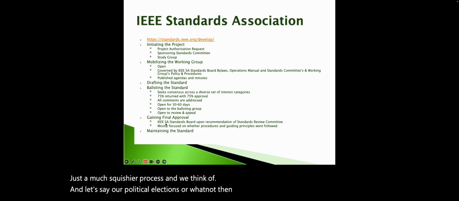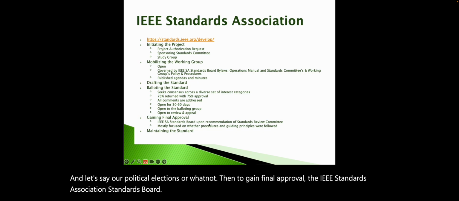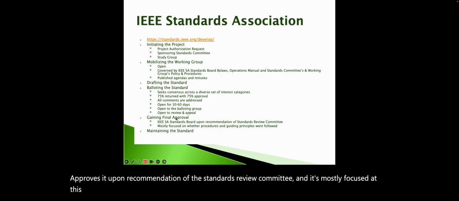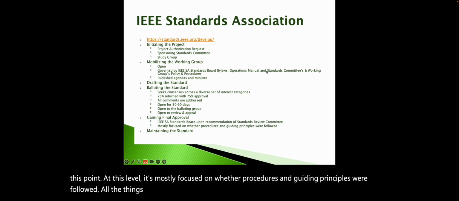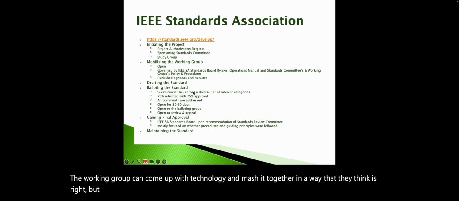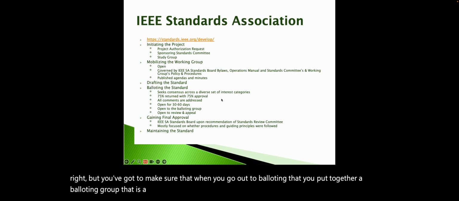Then to gain final approval, the IEEE Standards Association Standards Board approves it upon recommendation of the Standards Review Committee. And at this level, it's mostly focused on whether procedures and guiding principles were followed. All the things in the bylaws, operation manuals, and all these policies and procedures, right? So the working group can come up with technology and mash it together in a way that they think is right. But you've got to make sure that when you go out to balloting, you put together a balloting group that is a diverse set of these interest categories, and that you ultimately get consensus.